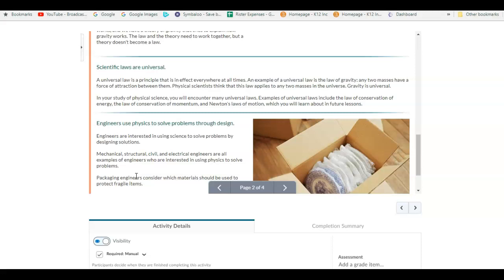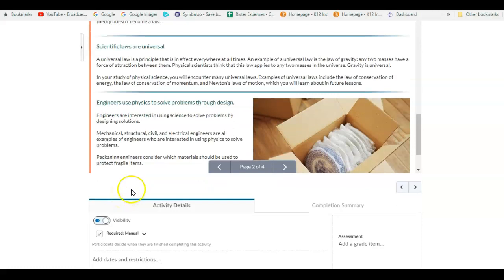In your study of physical science, you'll encounter many universal laws. Examples of universal laws include the law of conservation of energy, the law of conservation of momentum, and Newton's laws of motion, which you'll learn about in future lessons.